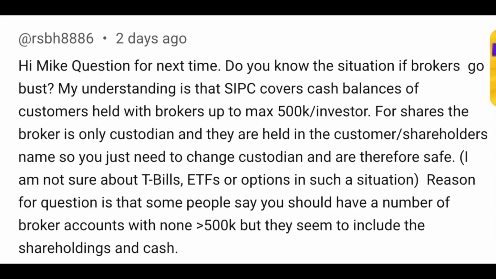Now, next one here says, do you know the situation if brokers go bust? My understanding is that SIPC covers cash balances of customers held with brokers up to a max of 500K per investor. For shares, a broker is only custodian, and they are held in the customer/shareholder's name. So you just need to change custodian and are therefore safe. I'm not sure about T-bills, ETFs, or options. Reason for question is that some people say you should have a number of brokerage accounts with no more than 500K, but they seem to include the shareholders and cash.